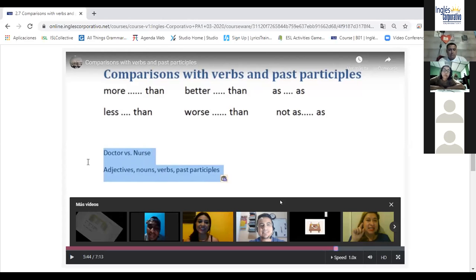Now, what I want you to do is, please take a picture of this so you know what you're using. The idea is that for every picture that I'm going to show you, you have to come up with four sentences comparing something. In one, you're going to compare using an adjective. You're going to compare using a noun. In another sentence, you're going to use a verb. And on the last sentence, you're going to use a past participle. Okay?